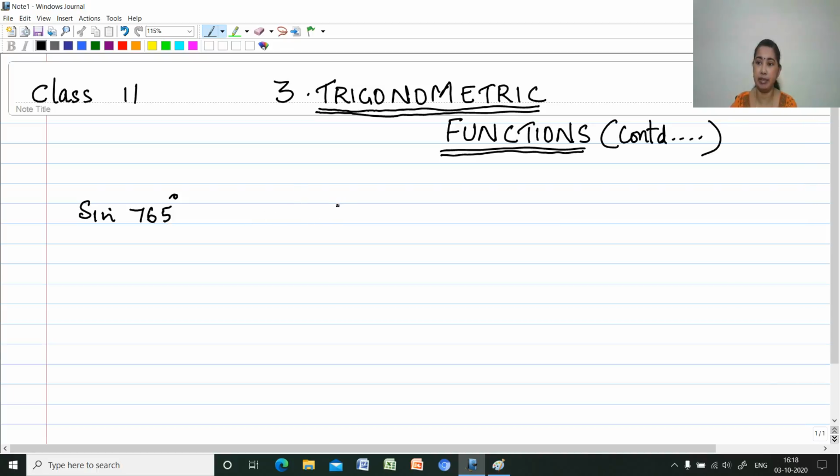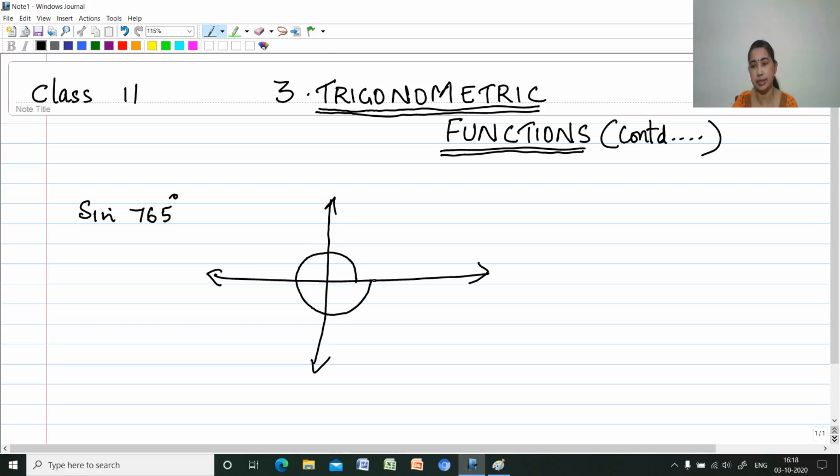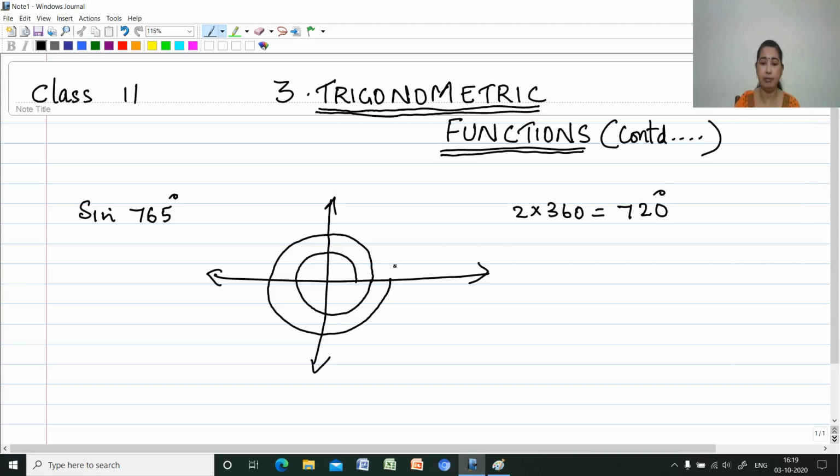What do you mean by 765? So, if I am drawing the axis, what does this 765 mean? It means that if I am completing one complete revolution, it completes 360 degree. Once again, if I am revolving like this, up to this it is 720. That means 2 times 360 is 720 degree. So we have completed up to 720 degree here.